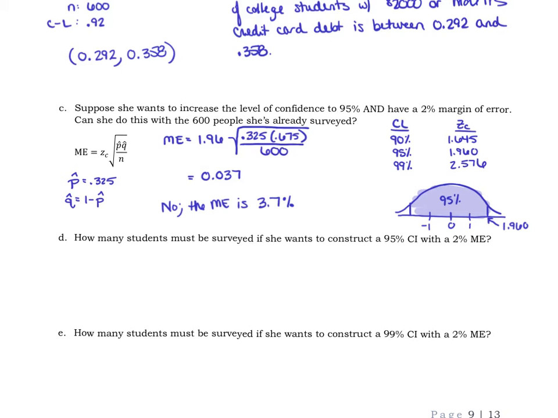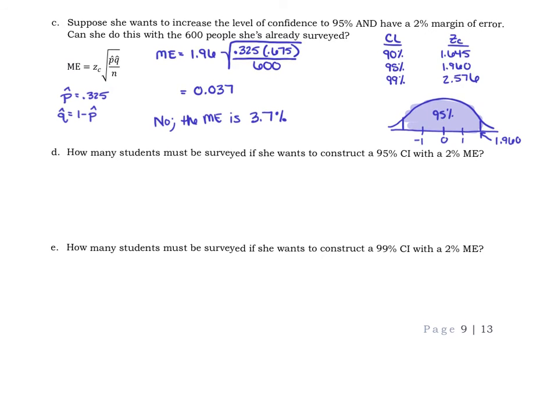So the question is, how many students does she have to survey in order to make this happen? 600 wasn't enough. So what is it that she really has to have? And this is probably the most algebra you're going to have to use, honestly. So let's use that same equation from up above, but now we're going to make the margin of error 2%. We're going to leave everything else the same, except we're going to look for n this time. So instead of 600, we're just going to say n. What is the sample size that we have to have?